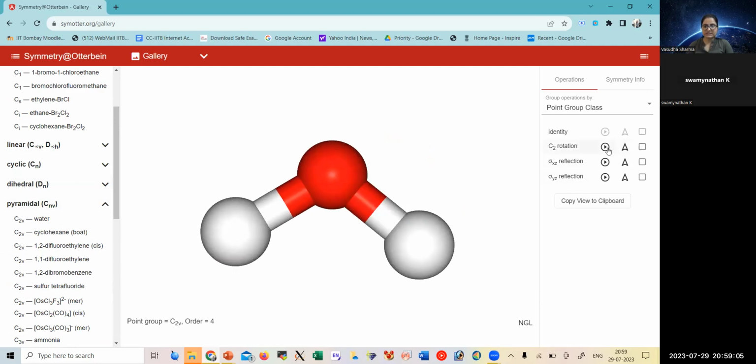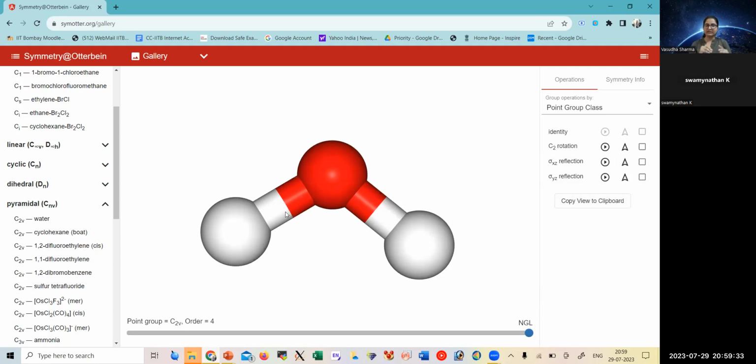Now, carefully see if you are able to see the video. On C2, you saw that they are showing the rotation axis going there. Similarly, sigma XZ is showing the reflection. Sigma YZ is not showing anything because it is just bisecting the molecule. So this is a very good site to have a kind of tutorial to understand the point groups and their symmetry elements very well.